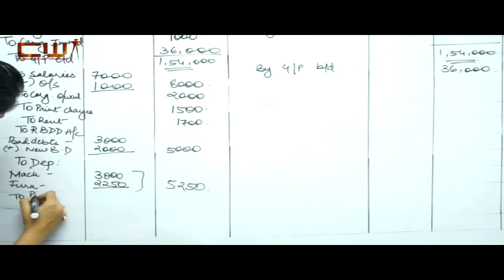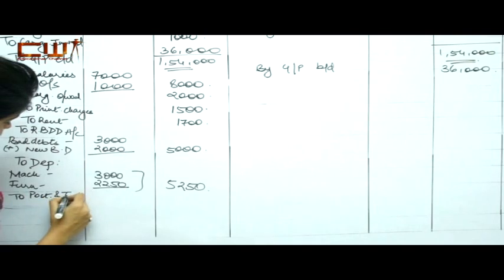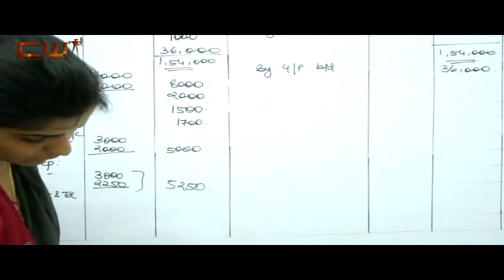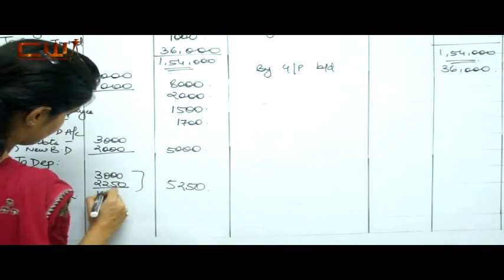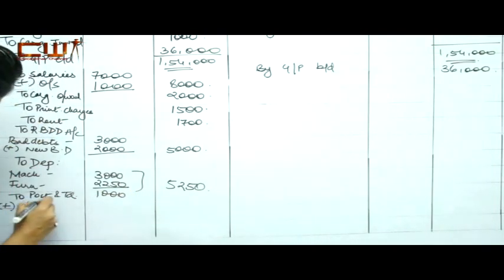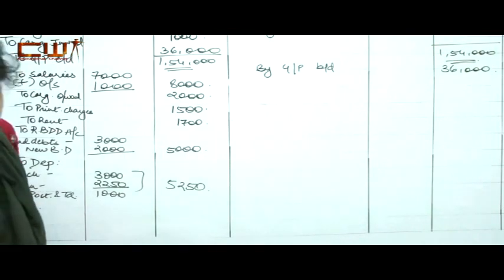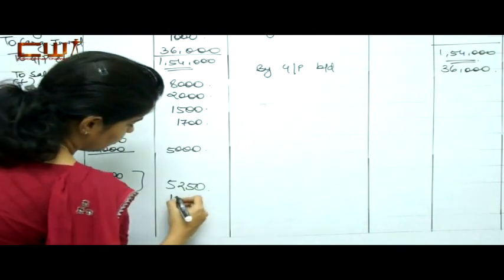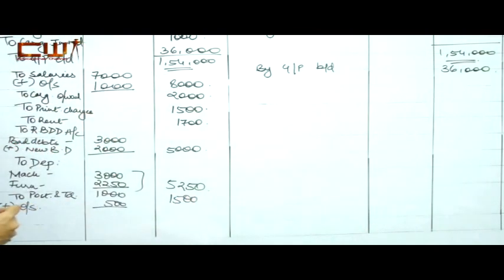So to postage and telephone, how much is given in the question? In the question they have given postage and telephone for 1000, right? And you have outstanding also given. Outstanding is given as rupees 500. So 1000 plus 500 will give you 1500. Now is anything still left?